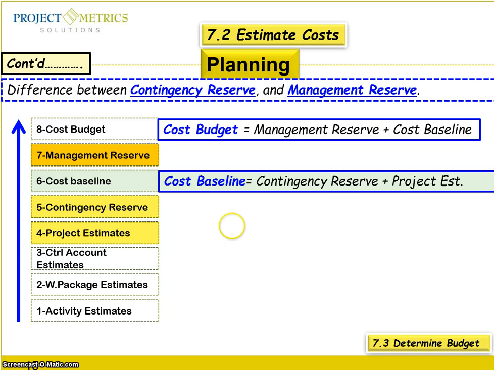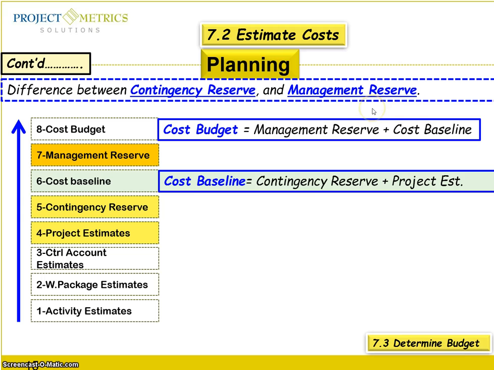Try to study the cost baseline, which is equal to the contingency reserve plus the project estimate, and then know the difference between cost baseline and the cost budget, where the cost budget is equal to the management reserve and the cost baseline. And do you know the difference between contingency reserve and management reserve?